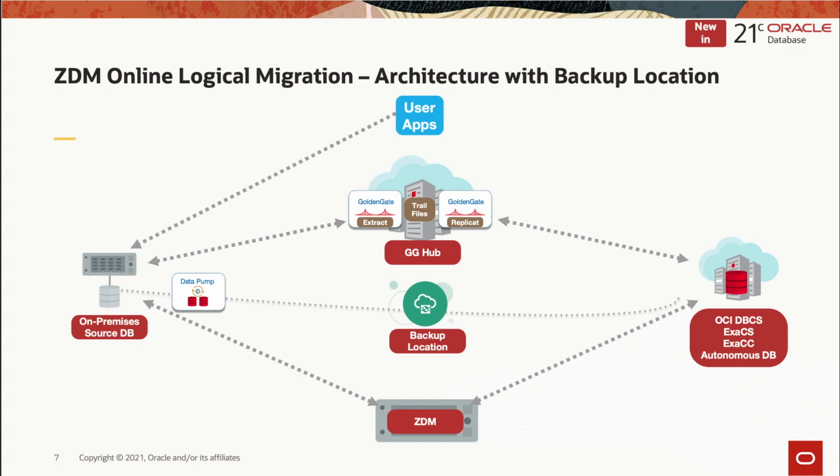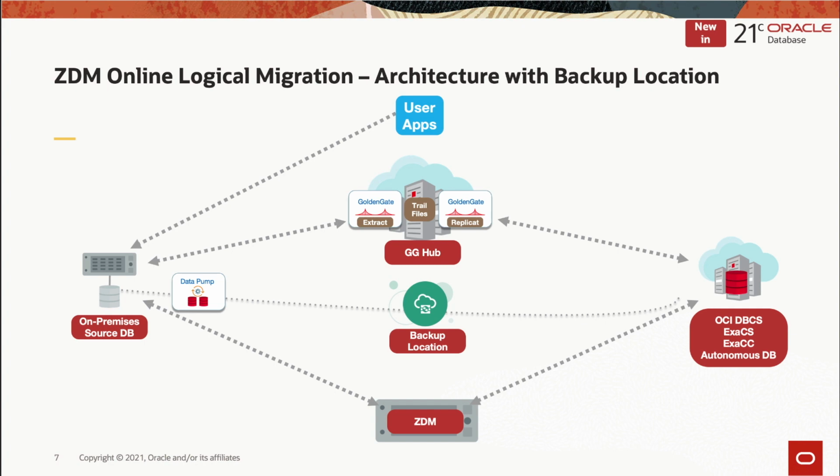Then we have the Golden Gate Hub on top, which is running on an Oracle Cloud Infrastructure compute node. And this Golden Gate Hub, or GG Hub, has two microservices for Golden Gate. One acting as an extract, which will capture transactions from the source database, and one acting as a replicate, which feeds out of the extract and synchronizes and applies the operations on the target database. So it provides the synchronization mechanism for ZDM to perform an online migration.